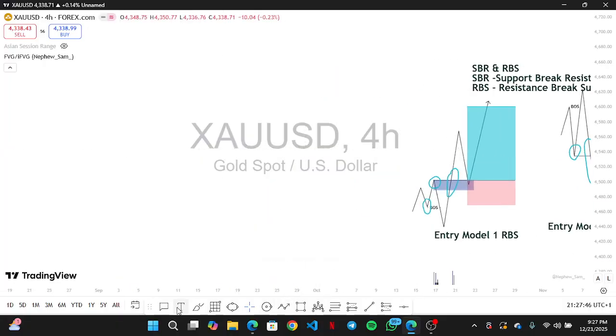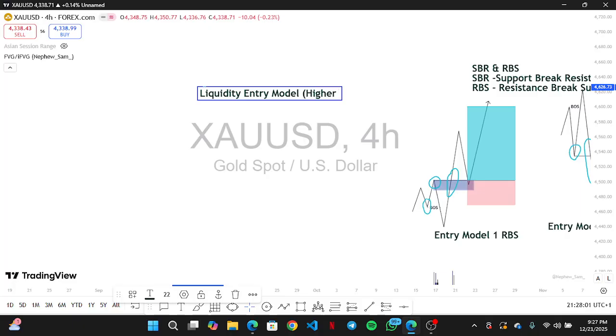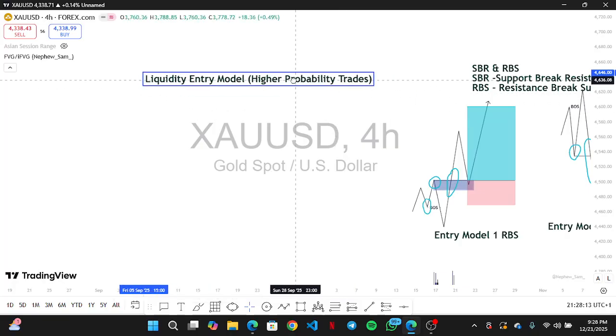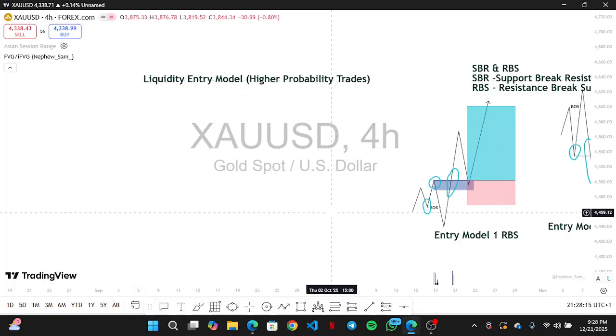So this is another entry model, the liquidity entry model. This gives you higher probability trades. So you can risk more on this trade to get better money. So let me show you guys how this type of trade works.